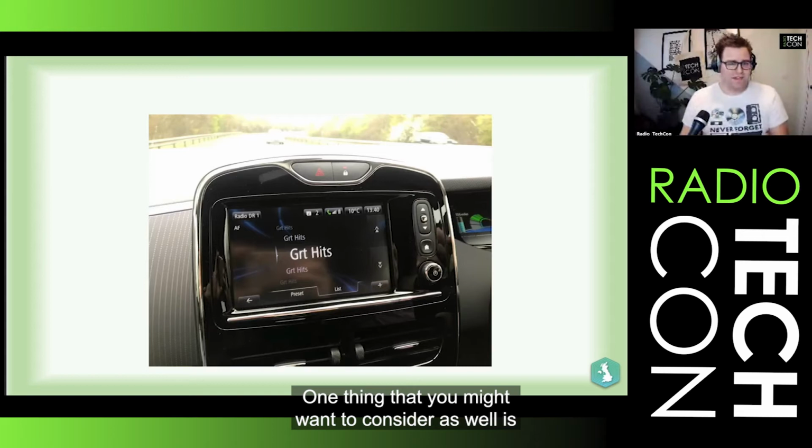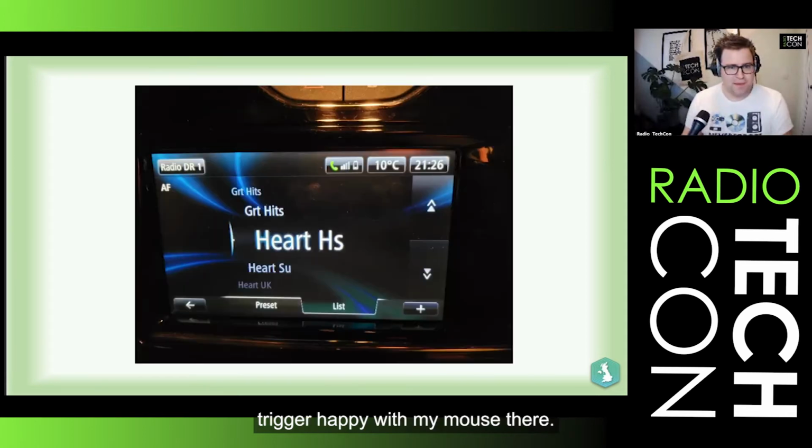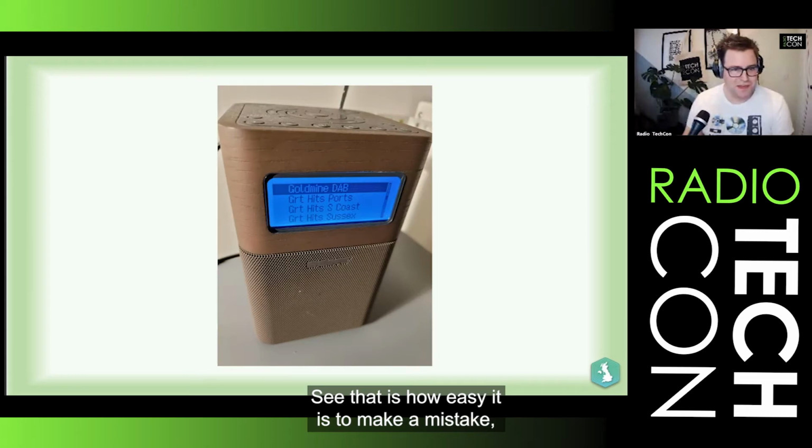One thing that you might want to consider as well is, just go back a slide there, I've been a bit trigger happy with my mouse. See, that's how easy it is to make a mistake.